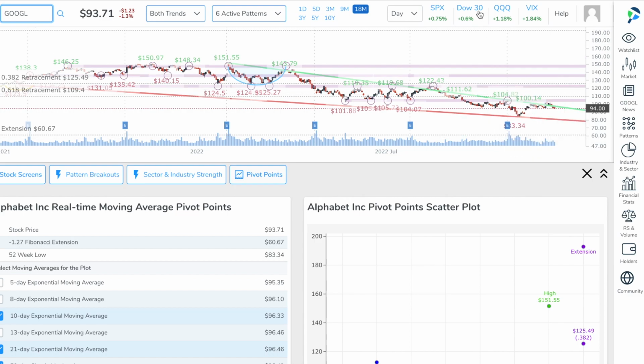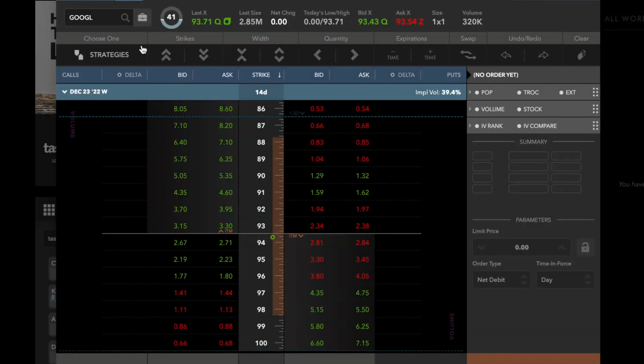Let's go over to, I want to see the IVR. All right, so here's Tasty Trade. The IVR is 41. When I put this trade on, which was yesterday right before market close, we were right around the high 30s, 38, 39. So volatility has actually increased, which is a good thing. If you are long options, you want a volatility expansion.